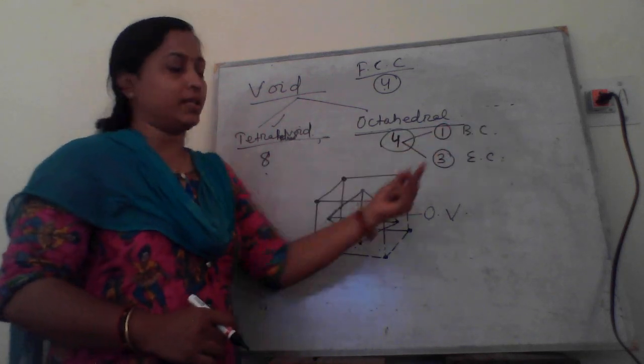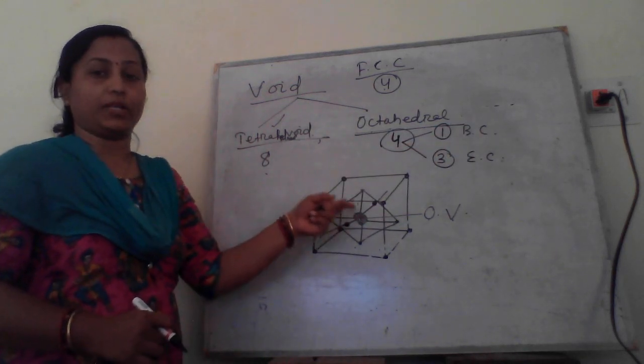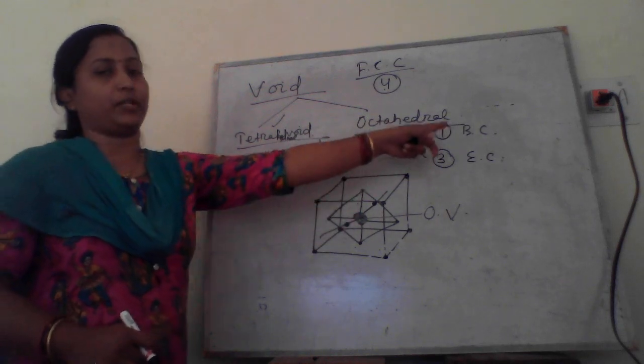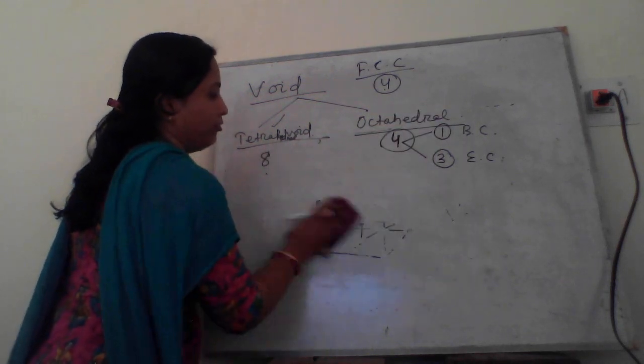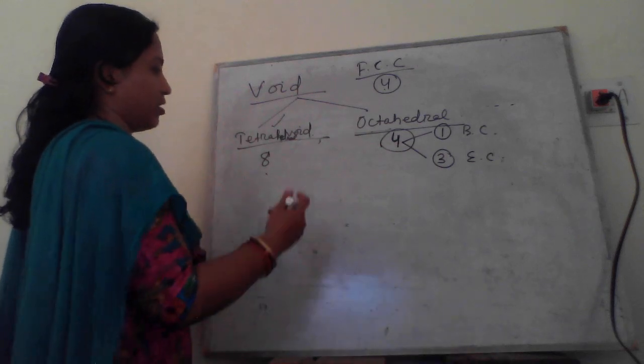So one is at the body center. This void is present at the center of the body, so this is known as the body center. Then we draw the edge center octahedral void.